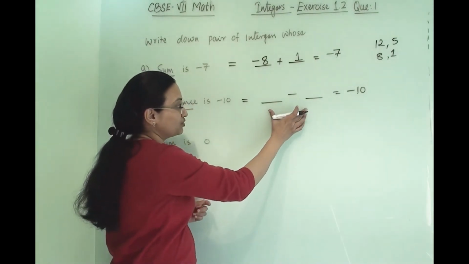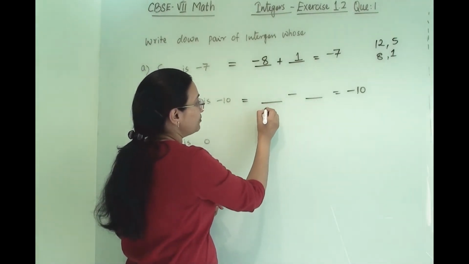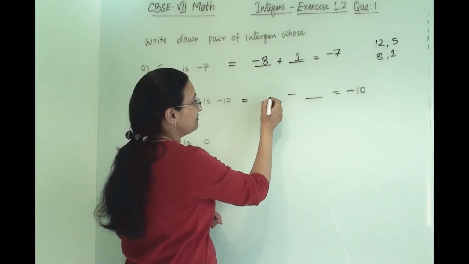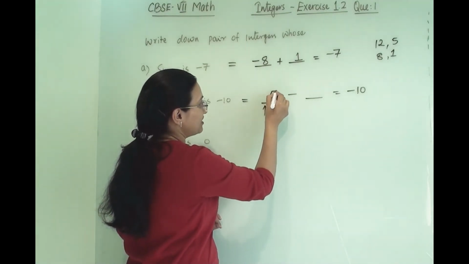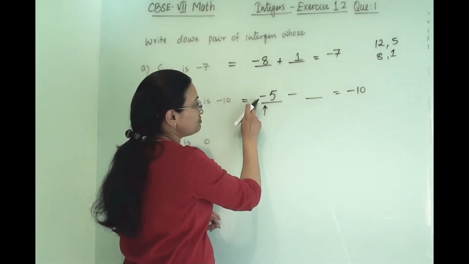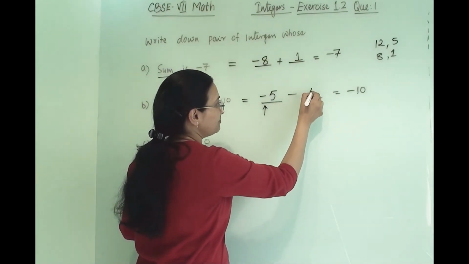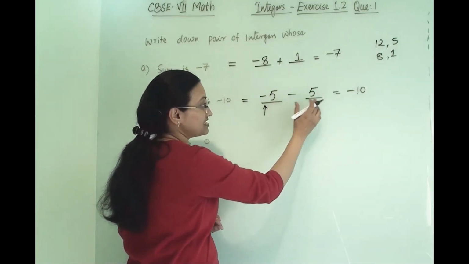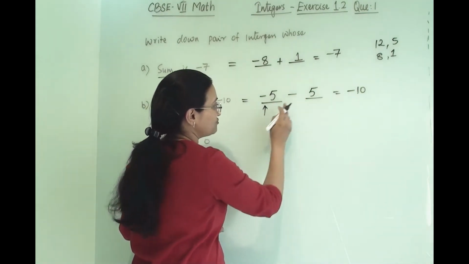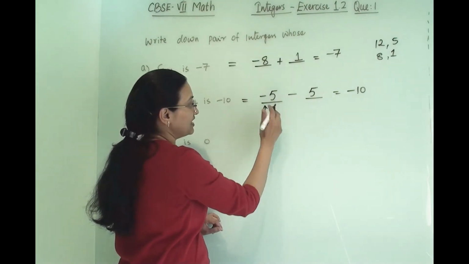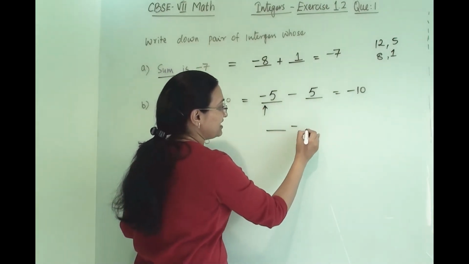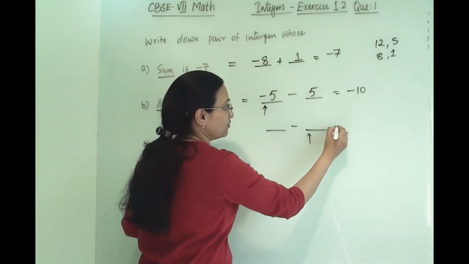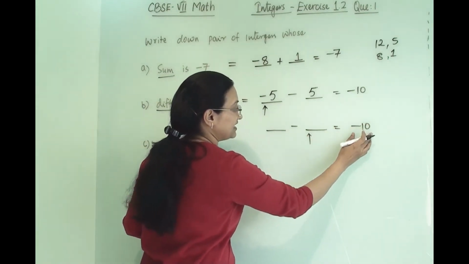Let us check both. First, when we are putting a negative number here, for example minus 5, this minus and this minus will become plus. Here also I will put 5, so this minus will become plus and we will get minus 10. So here I have placed the minus sign.